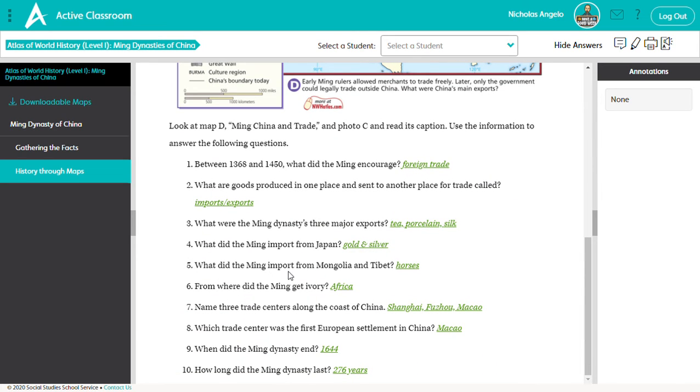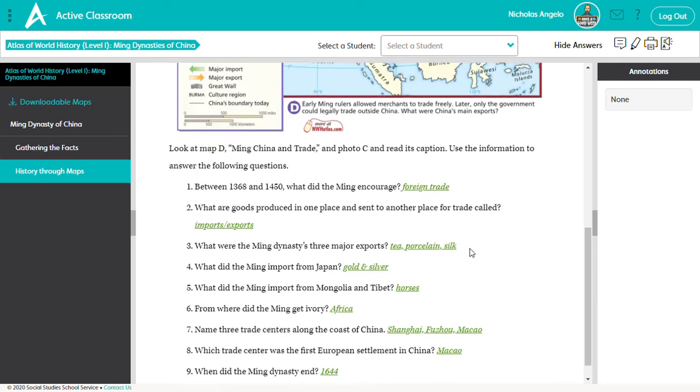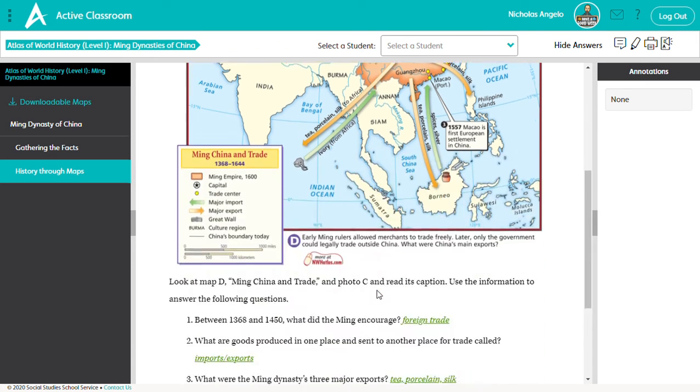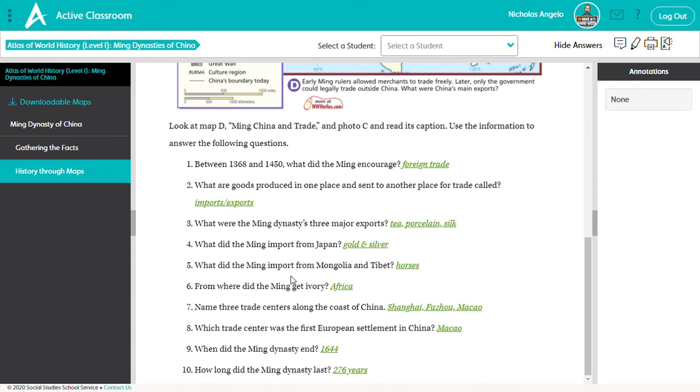5. What did the Ming import from Mongolia and Tibet? Well, let's look. Mongolia is to the north. Tibet's to the west. Both are sending in, and they gave you a little drawing here, horses. So what they imported was horses.